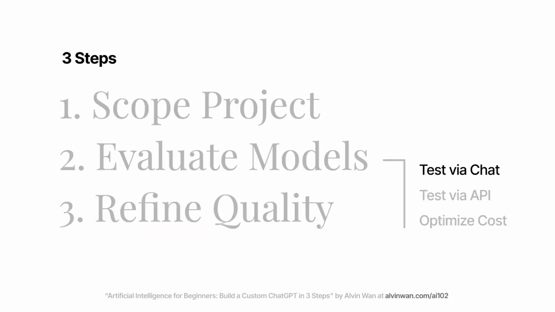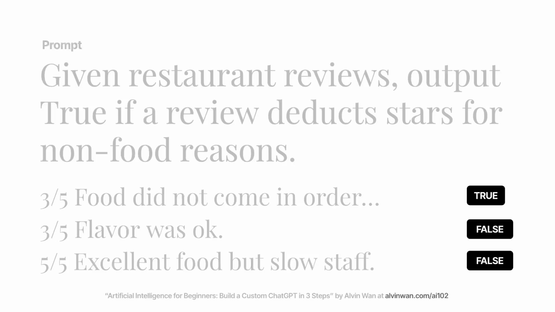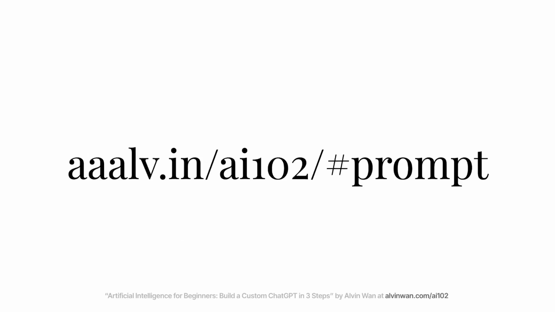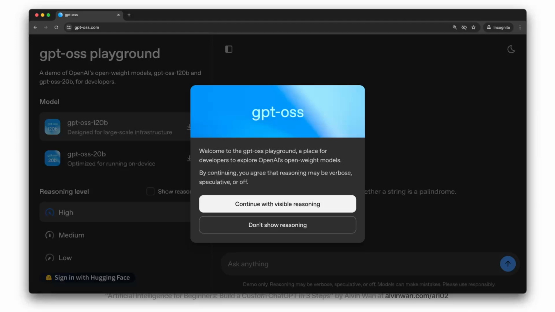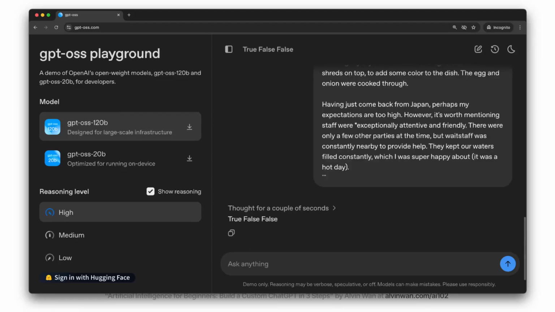To use state-of-the-art open source models, let's follow the same 3 sub-steps: test via chatbot, test via API, and optimize cost. Starting from the first sub-step, let's test via chatbot. Go to gpt-oss.com. Remember, this was our prompt from before. We expect AI to return true, false, false. First, go to this URL and copy the prompt. Then, you'll see a web page like this. I chose to continue with visible reasoning, but you can pick either option. Neither option changes the quality of the AI's responses. Paste in your prompt and hit run. Then you'll see true, false, false, the correct answer.